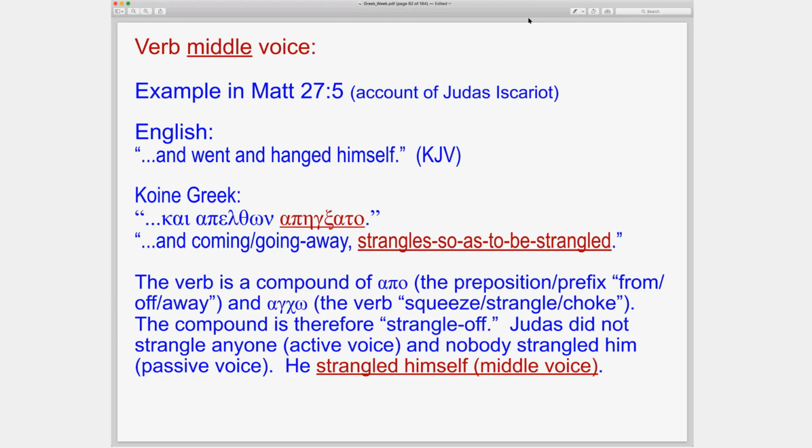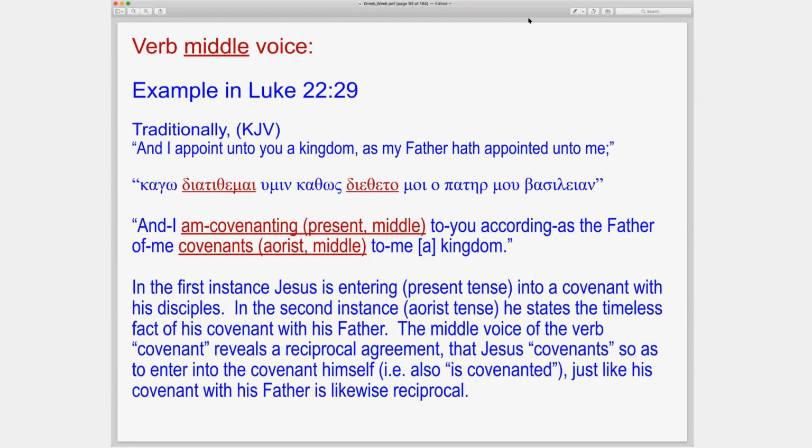All right, so then another example. Traditionally, I'll just quote the King James Version, I appoint unto you a kingdom as my Father hath appointed unto me. There's just a chat line, almost like reflexive, but not, yeah, it is reflexive. That's a good way to put it. The verb middle voice is a reflexive way of expressing. Thank you, Lou. I think I'm going to use that, assuming you don't have a copyright on it.